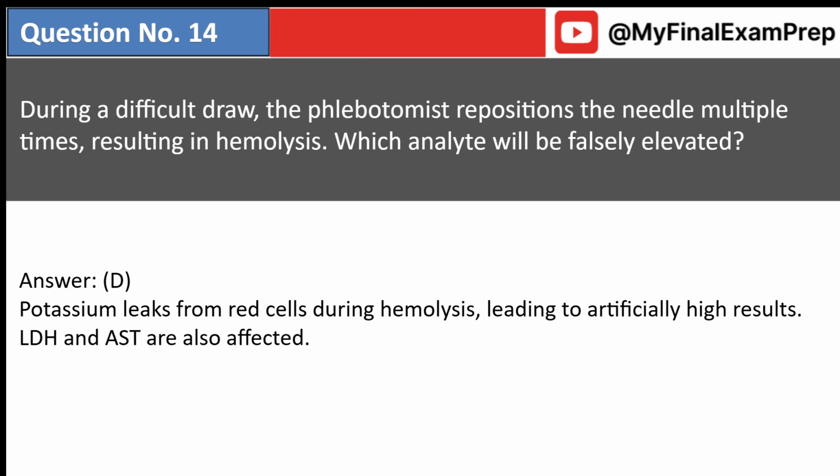Potassium leaks from red cells during hemolysis, leading to artificially high results. LDH and AST are also affected.